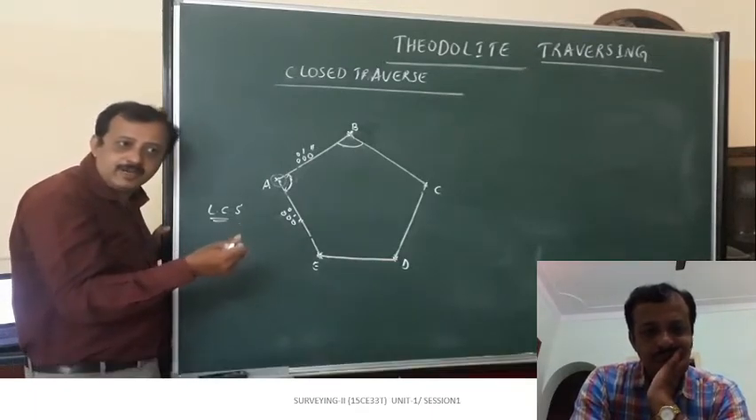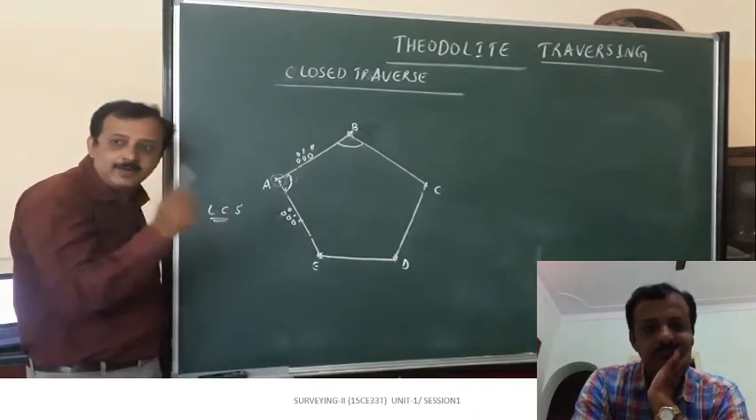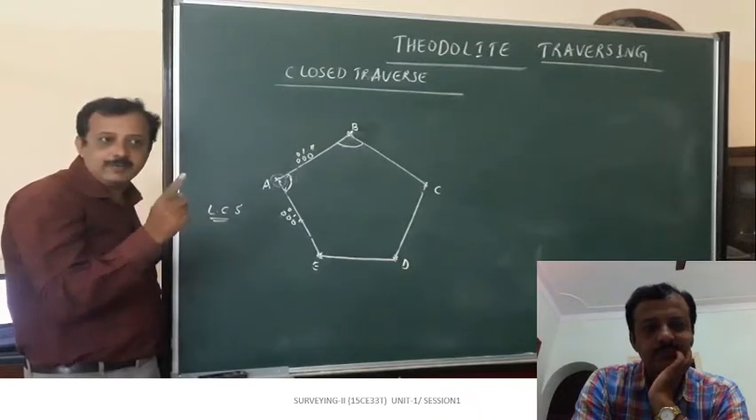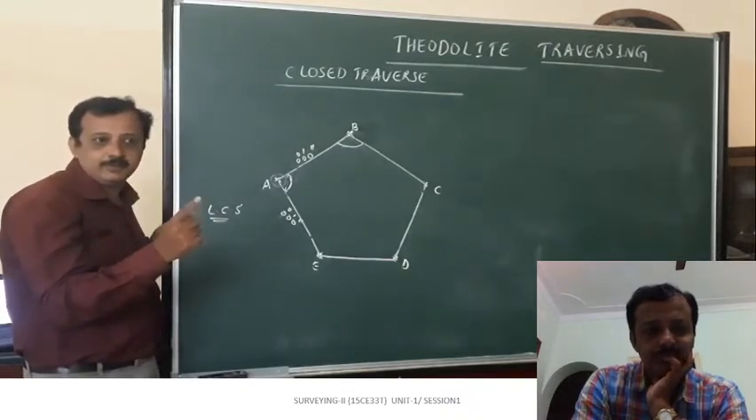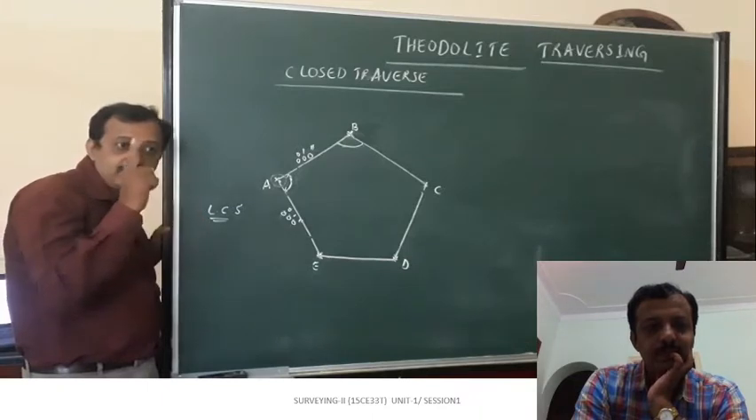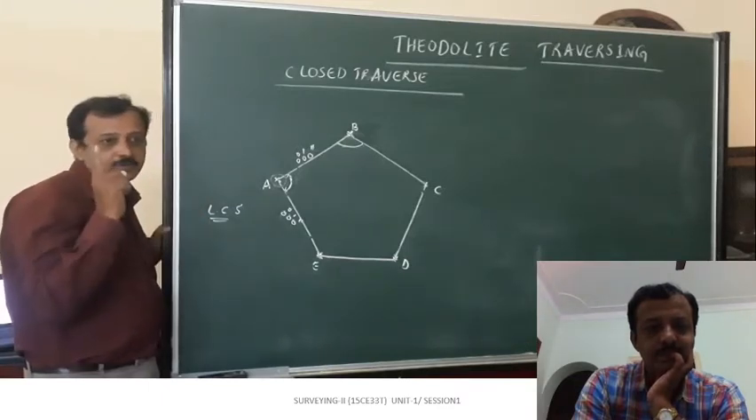Tighten the lower clamp screw, loosen the upper clamp screw. Upper clamp screw loose ಮಾಡಬೇಕು. ಯಾಕಂದ್ರೆ angle measure ಮಾಡಬೇಕಲ್ಲ ನಾವು. Angle set ಮಾಡಕ್ಕೆ, angle measure ಮಾಡಕ್ಕೆ ಯಾವ screw ಯೂಸ್ ಮಾಡಬೇಕು? Upper clamp screw ಯೂಸ್ ಮಾಡಬೇಕು.